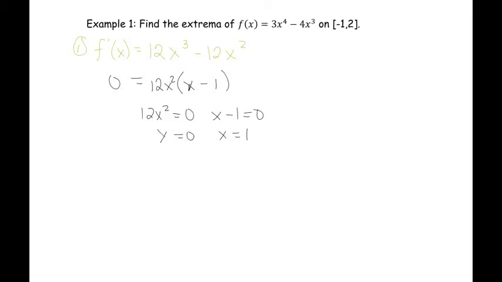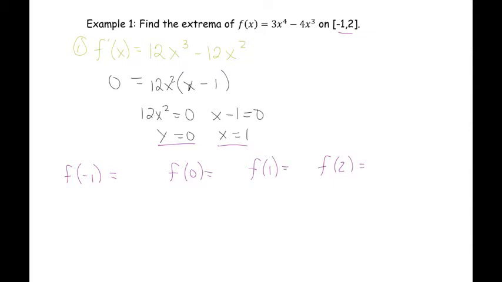So at this point, we're going to evaluate every value of the critical values and the two endpoints into the function. So we're going to find f of -1. We're going to find f of 0. We're going to find f of 1. And we're going to find f of 2. Any of these could be the absolute max or the absolute min.